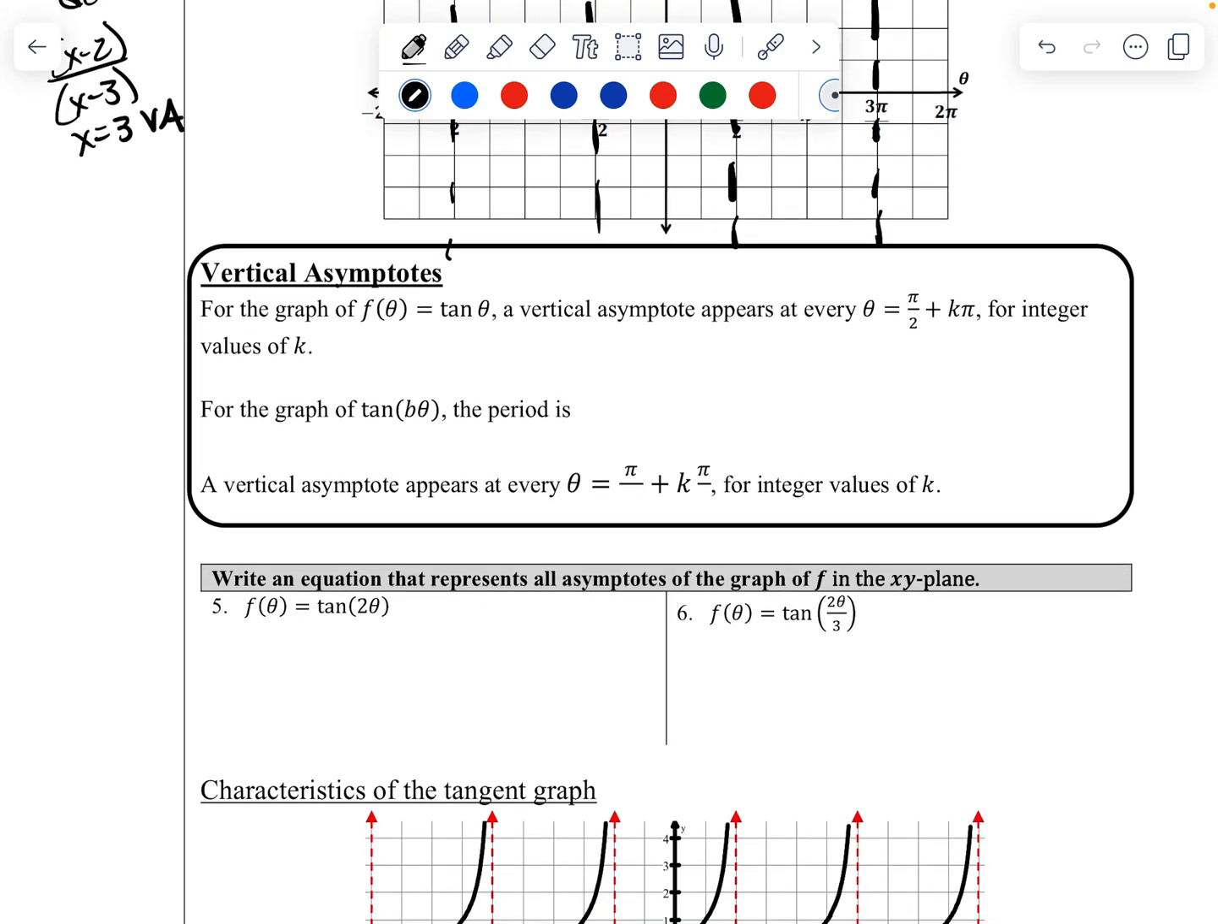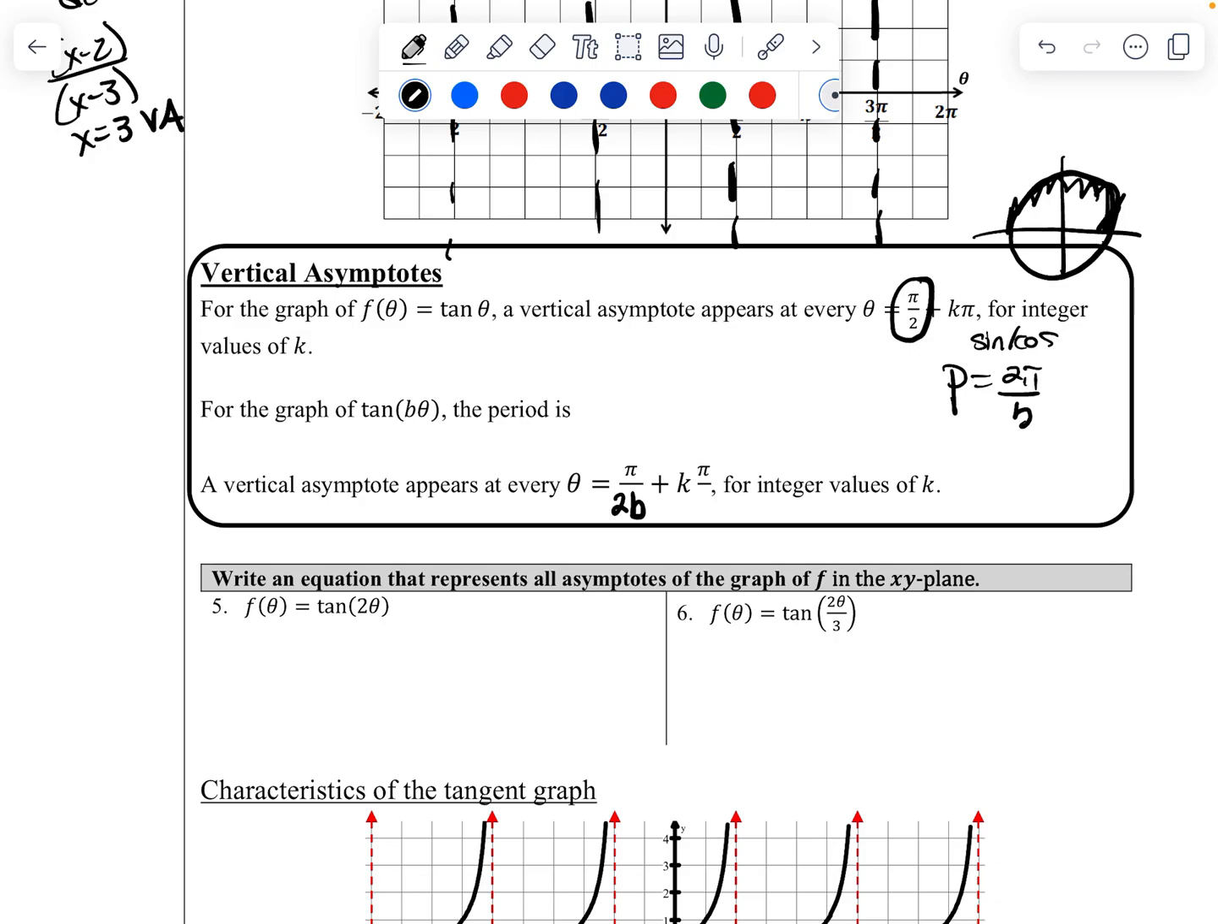A little bit more about those vertical asymptotes. For the graph of the tangent of theta, it's always at pi over 2, and then every period there's another one, because tangent starts to repeat itself after that. So every pi, it's undefined. Now if we change our period, if you remember our period for sine and cosine equaled 2 pi over b because it was a full circle before they started to repeat itself. For the graph of tangent of b theta, a vertical asymptote appears at pi over 2b.